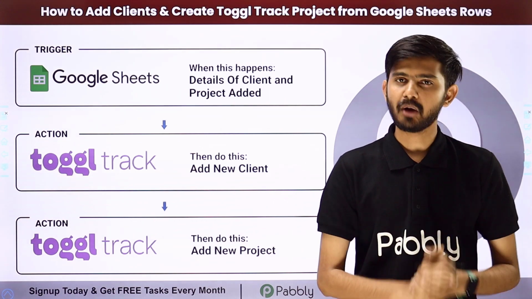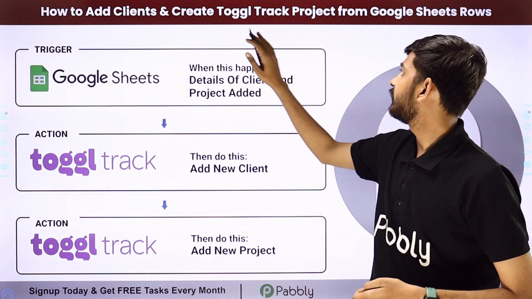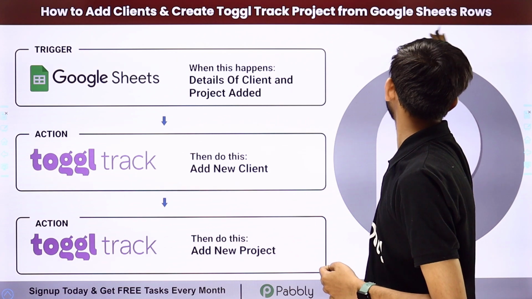Hello everyone, today our topic is how to add clients and create Toggl Track project from Google Sheets row.